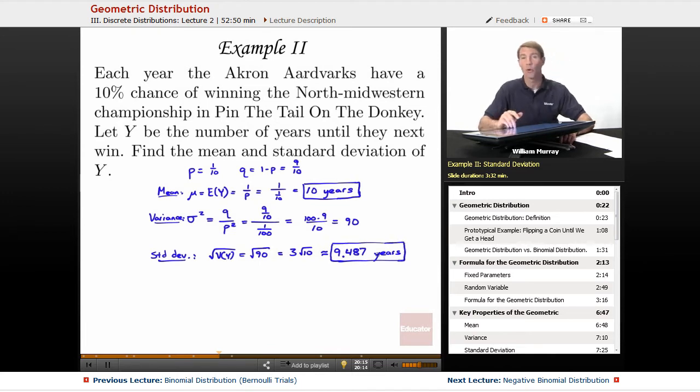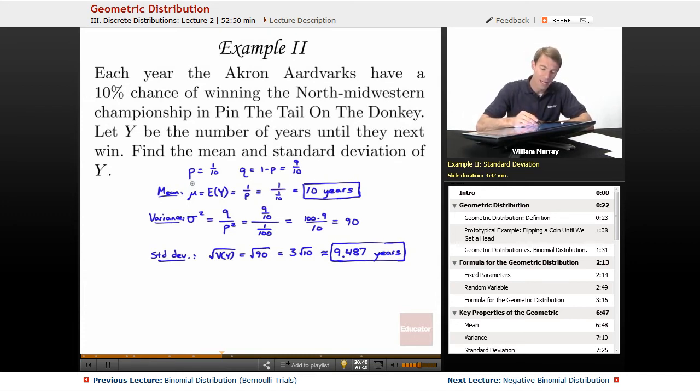I guess that means if you're waiting for Akron to bring home a trophy in pin the tail on the donkey, you expect to wait about 10 years on average, but the standard deviation is almost another 9.5 years on either side. So you could easily be waiting 20 years, for example, before they bring home their first trophy. So let me remind you how we did each step there.